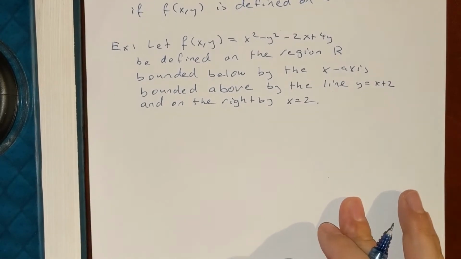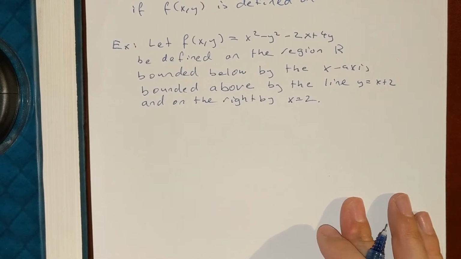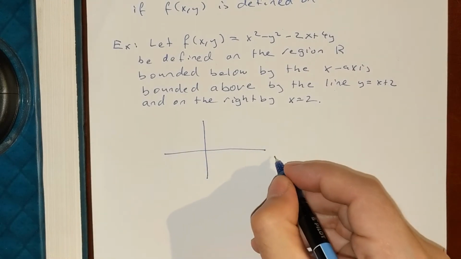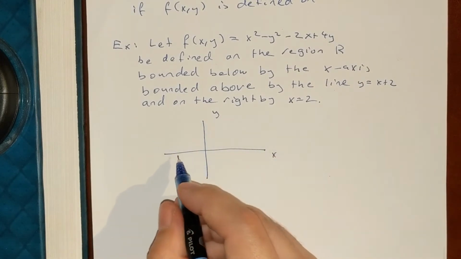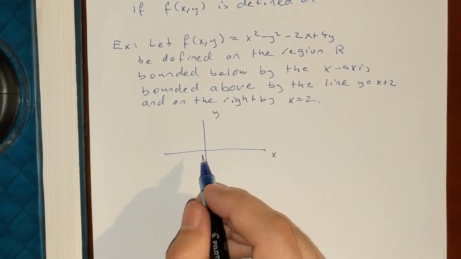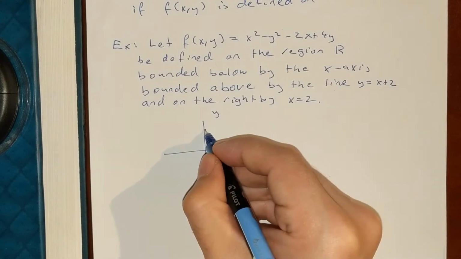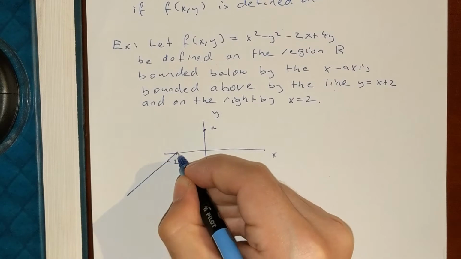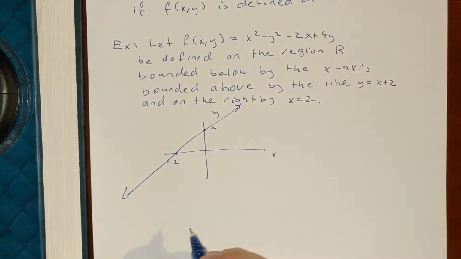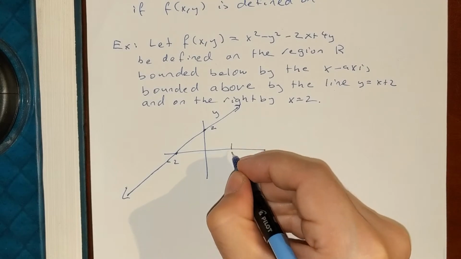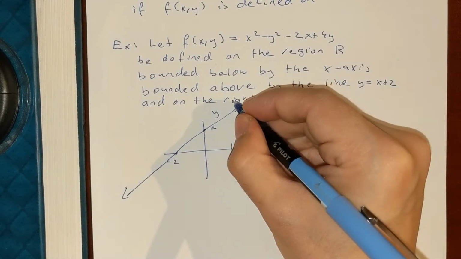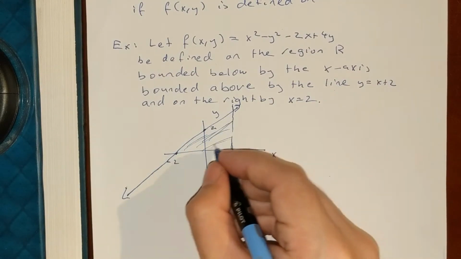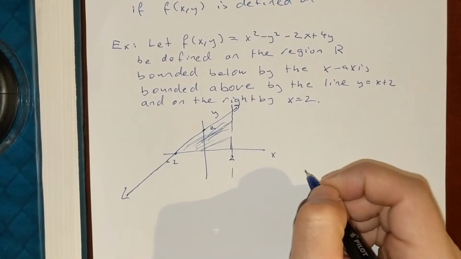So the first order of business, we're limiting the domain of this function. Let's try to draw the domain on the xy plane. It's bounded below by the x-axis, then it's bounded above by the line y equals x plus 2. So that line is going to go through minus 2 and 2, so it's going to be this line. Then we have the line x equals 2, which is this vertical line. So the region I'm talking about is this triangular region. This is the region where the function is defined.